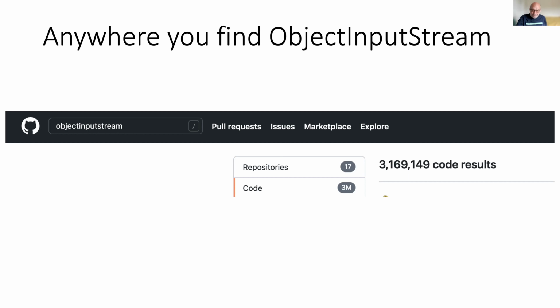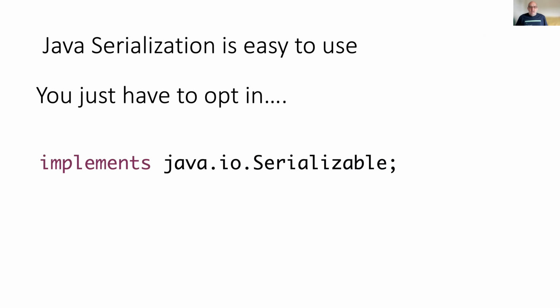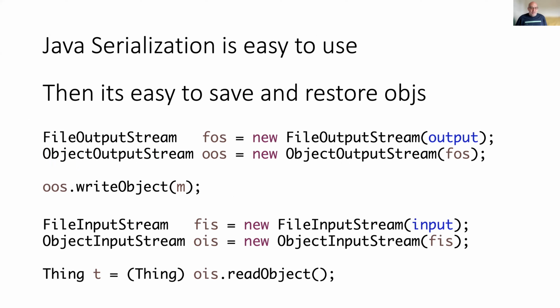Using it is really easy. You just have to opt in: you add implements Serializable to your Java class, and pretty much that's it. Serialization will do all the heavy lifting for you, and all you have to do is add some code that goes with it, which is these input and output streams. So you can see here some examples.